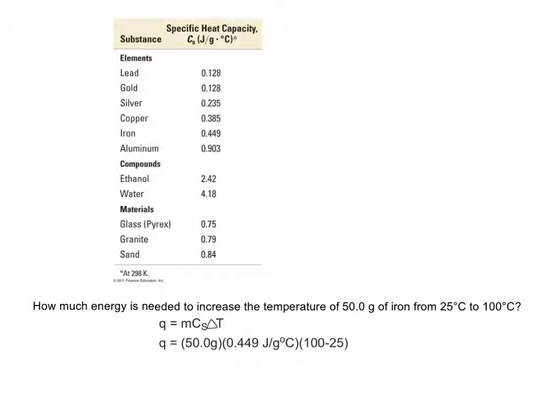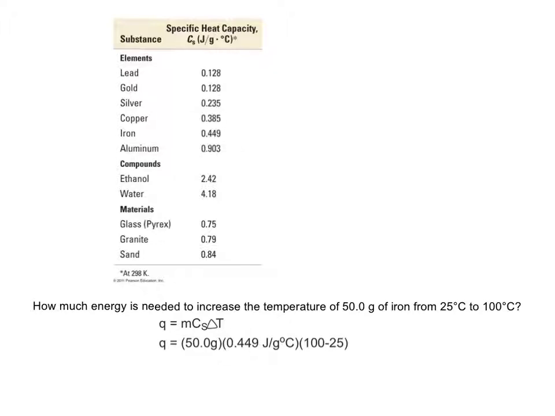Our change in temperature is going to be our final minus our initial, which is 100 minus 25, which is 75 degrees Celsius. In a lot of cases, we have to change to Kelvin, but in this case, since it's a temperature difference, it wouldn't matter anyway, and the units in our specific heat are degrees Celsius, so we can leave that the way it is.